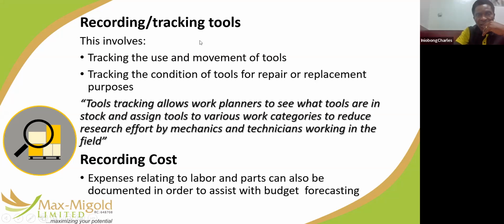Recording and tracking tools. This involves tracking the use and movement of tools. Now, as a facility manager, you must be able to track the movement of tools. Otherwise, you wake up one day and you see that your toolbox is empty. Tracking the condition of tools for repairs or replacement.